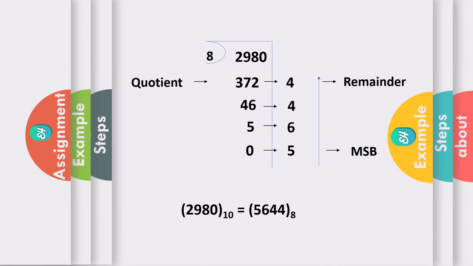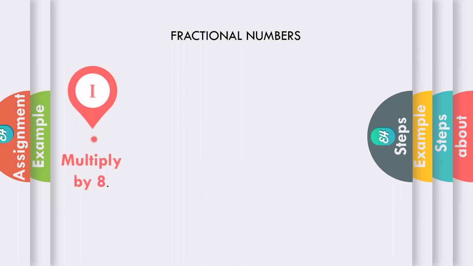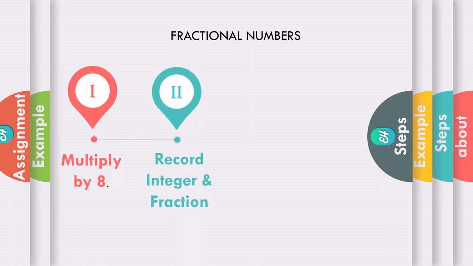Next, let us see the steps for fractional numbers. In case of fractional numbers, the first step is to multiply the fractional part by 8. Step 2 is to record the integers and fractions separately. Step 3 is to repeat steps 1 and 2. We'll be repeating steps 1 and 2 till we get the fractional part as 0. But if it continues for more iterations, we can stop after solving the multiplication 4 to 5 times, or till the demand of our answer.